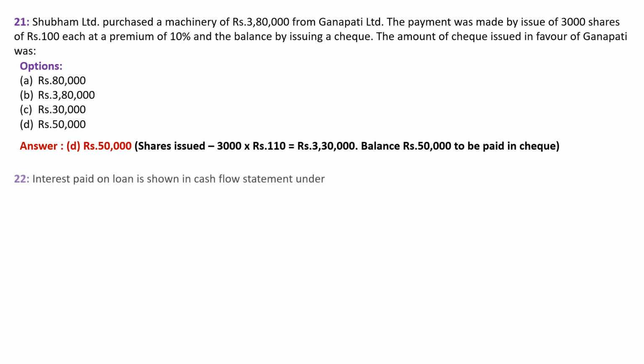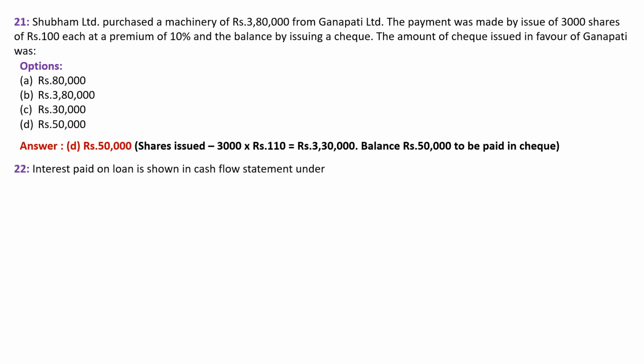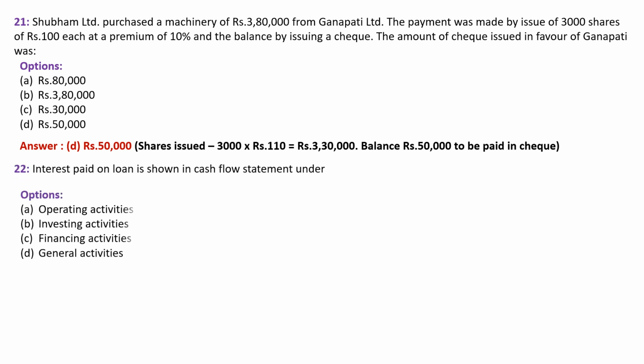Question number 22. Interest paid on loan is shown in cash flow statement under which category? Option A, operating activities, B, investing activities, C, financing activities, D, general activities. Loan is financing because you are taking a loan for funding your company. So any interest paid on the loan is treated as financing activities. So option C is the right answer.